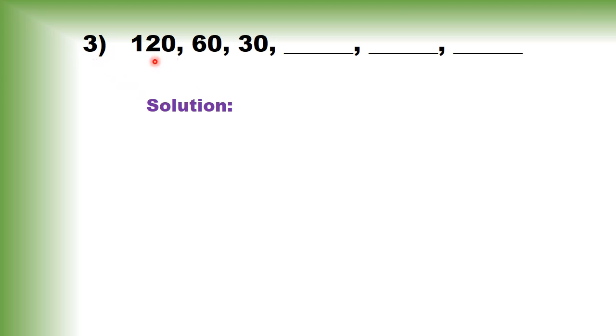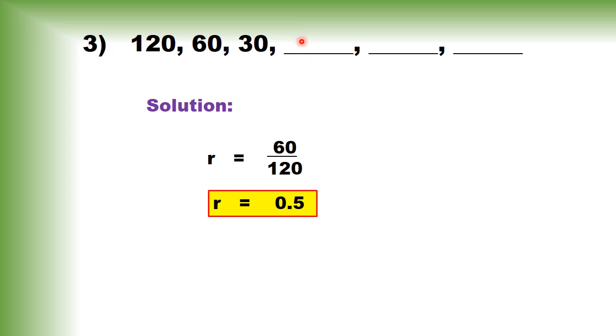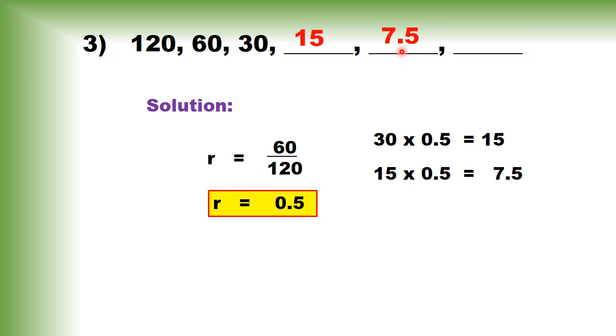Number 3. So this is the sequence. First, take the ratio r. 60 divided by 120 equals 0.5. To get the next number from left to right, we have 30 times 0.5 equals 15. 15 times 0.5 equals 7.5. 7.5 times 0.5 equals 3.75.